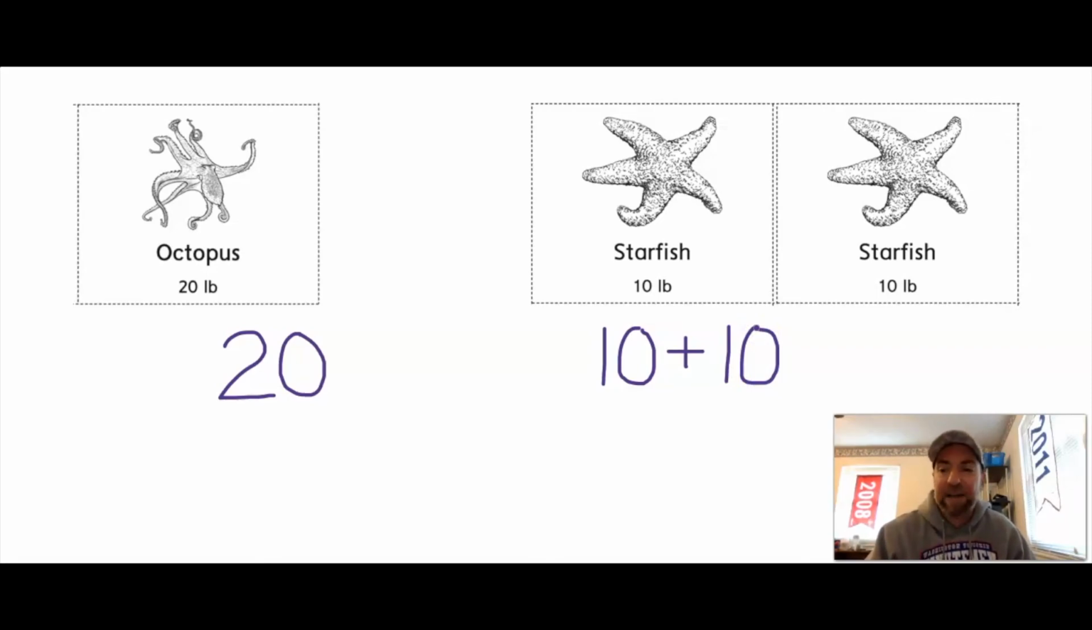That's a doubles fact. What's 10 plus 10? I hear a lot of you shouting 20. So I'm going to write that 20 real small, just so that I keep it in my mind. Which side is bigger? The one side with the octopus, or the side that has the 2 starfish? Well, this time they're the same, so we put an equal sign in the middle. Let's read this number model. 20 equals 10 plus 10.